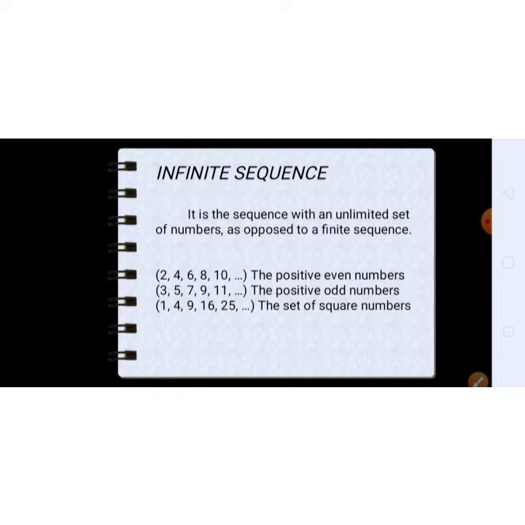So the positive even numbers are 2, 4, 6, 8, 10, and so on. And the positive odd numbers are 1, 3, 5, 7, 9, 11, and so on. And the set of the square numbers are 1, 4, 9, 16, 25, and so on.